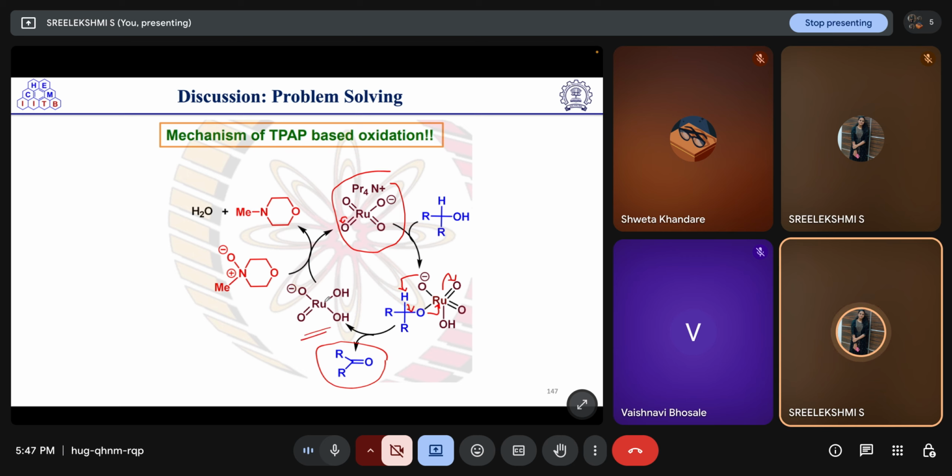Then this intermediate will be oxidized back into the active reagent by using the co-oxidant, which is N-methyl morpholine N oxide in this case, or we can use NaOCl, or oxygen is enough to oxidize this into the active reagent. So a catalytic amount of TPAP is enough, and a stoichiometric amount of co-oxidant is enough to carry out this reaction, and we can stop the reaction at the desired stage without over oxidation.